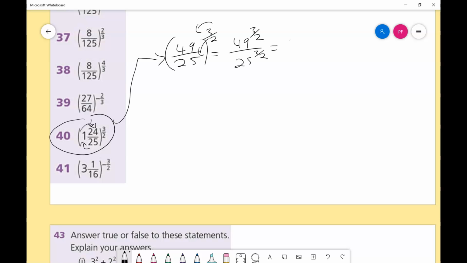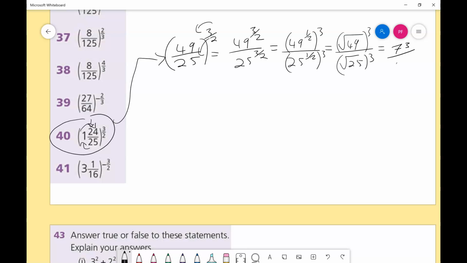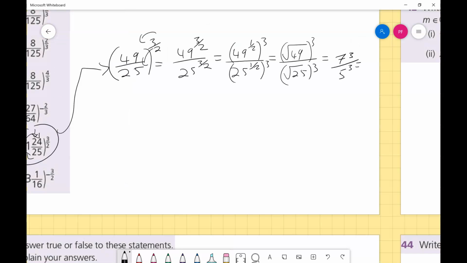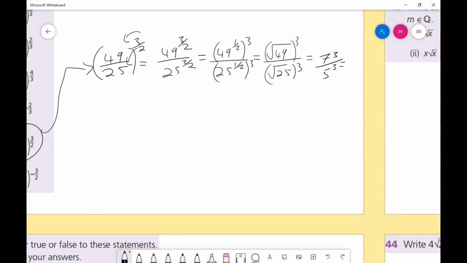I like to do my fractions first, so 49 to the power of a half all to the power of 3 over 25 to the power of a half all to the power of 3. Power of a half means square root, so square root of 49 to the power of 3 over the square root of 25 to the power of 3. The square root of 49 is 7, so 7 to the power of 3 all over 5 to the power of 3. 7 to the power of 3 is 343. And 5 to the power of 3 is 125.